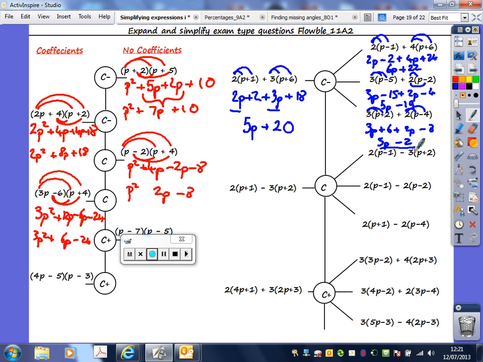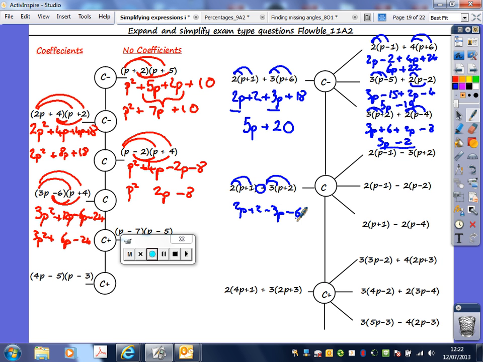I'm going to stay over this side for a bit because there's only 2 more on that one. Let's go to these next type where we've got a take away in the middle rather than an add in the middle. Alright, let's do this first one here. We've got positives in both brackets. So 2 times by p is 2p. 2 times by 1 is 2. Now we've got a negative in the front here, so it's negative 3 times by p. Negative 3p. Good. Then negative 3 times by 2 is negative 6.